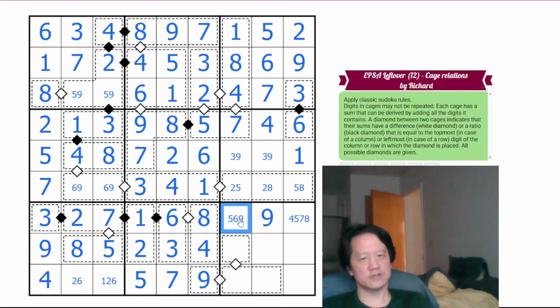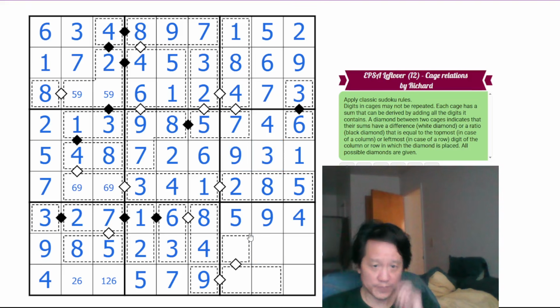No 9 or 6 here, so that's 5. This can't be 5, 7, or 8, it's 4. 5 eliminates 5 here, so that's 2. 2 eliminates 2 here, so it's 8, which makes that 5. 9 eliminates 9 here, so it's 3 and 9.